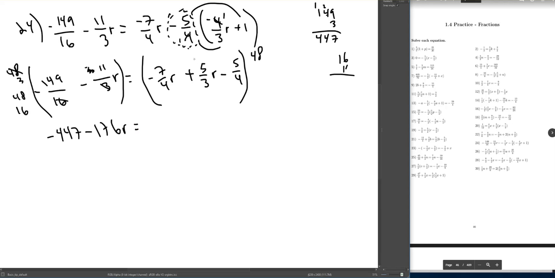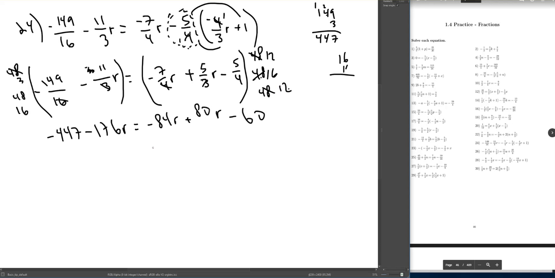R equals 48 divided by 4 equals 12. 12 times negative 7 equals negative 84r. Another 48 here. 48 times 5 over 3r, we eliminate this to put 16. 16 times 5 equals 80r minus, another 48 here. 48 divided by 4 equals 12. 12 times 5 equals 60.